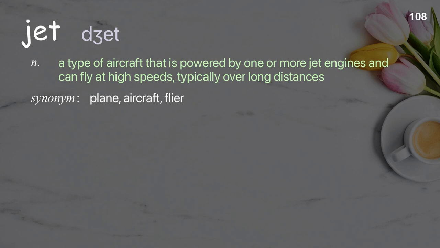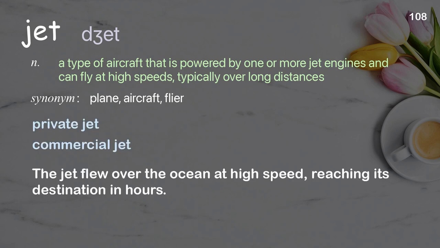Jet: a type of aircraft that is powered by one or more jet engines and can fly at high speeds, typically over long distances. Examples: private jet, commercial jet. The jet flew over the ocean at high speed, reaching its destination in hours.